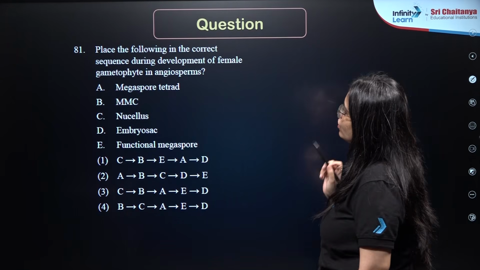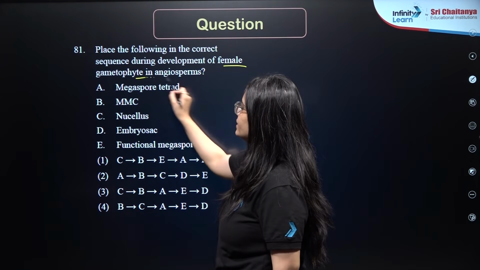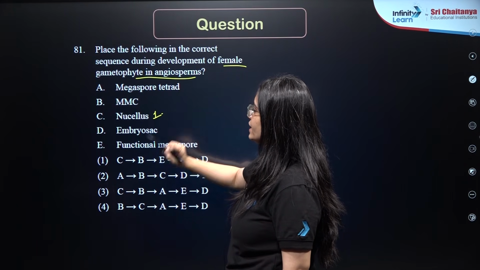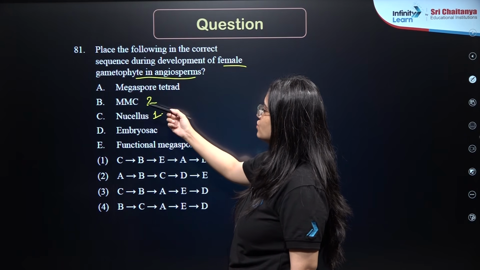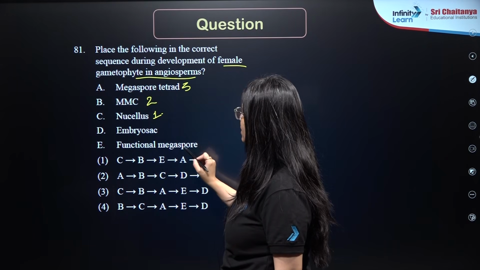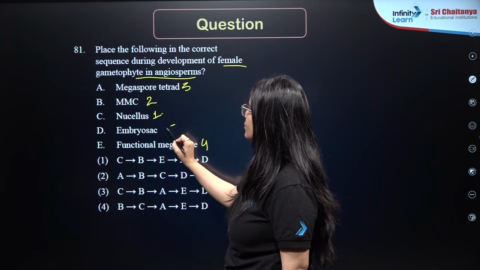Okay, here you have to find out the correct sequence during development of female gametophyte in angiosperm. So we'll start with nucellus. In nucellus, megaspore mother cell formation. Megaspore mother cell undergoes meiosis to form megaspore tetrad. One of the cells remains functional, which you will call a functional megaspore, which develops into an embryo sac.